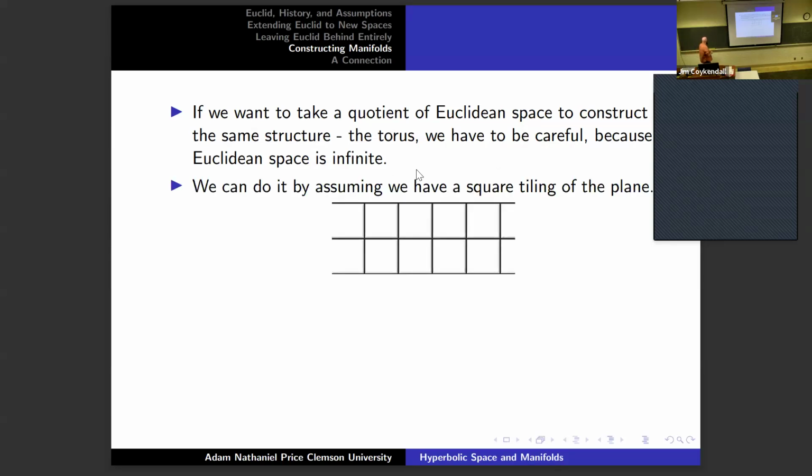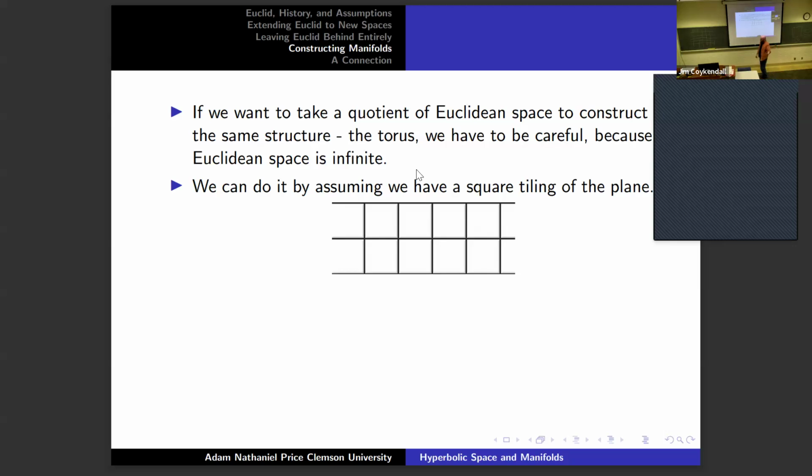The way that we do this is we start out with Euclidean space, and I'm going to draw a tiling of squares. Or on the floor, we have a tiling of squares. Okay. Is each square the same size?